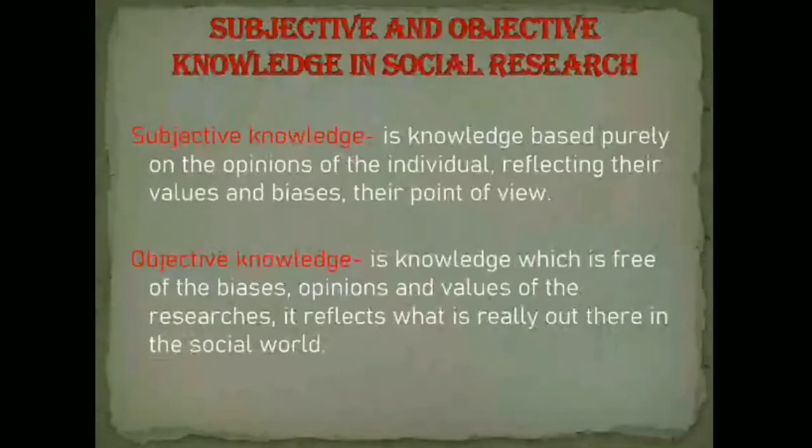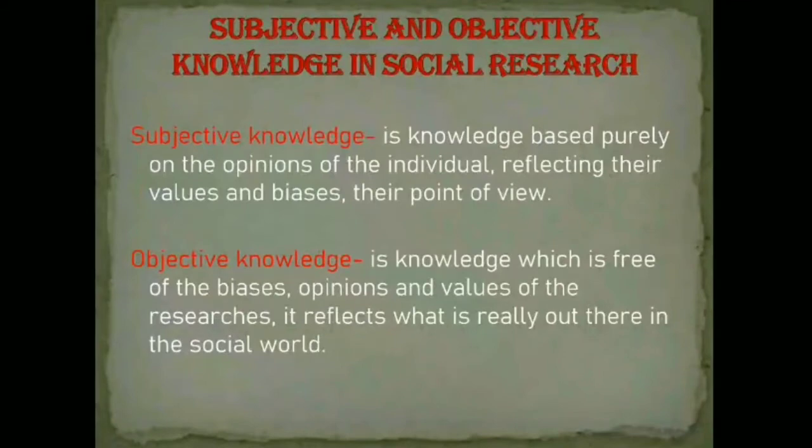Subjective and objective knowledge in social research. Subjective knowledge is knowledge based purely on the opinions of the individual, reflecting their values and biases, their point of view. Objective knowledge is knowledge which is free of the biases, opinions, and values of the researchers. It reflects what is really out there in the social world.